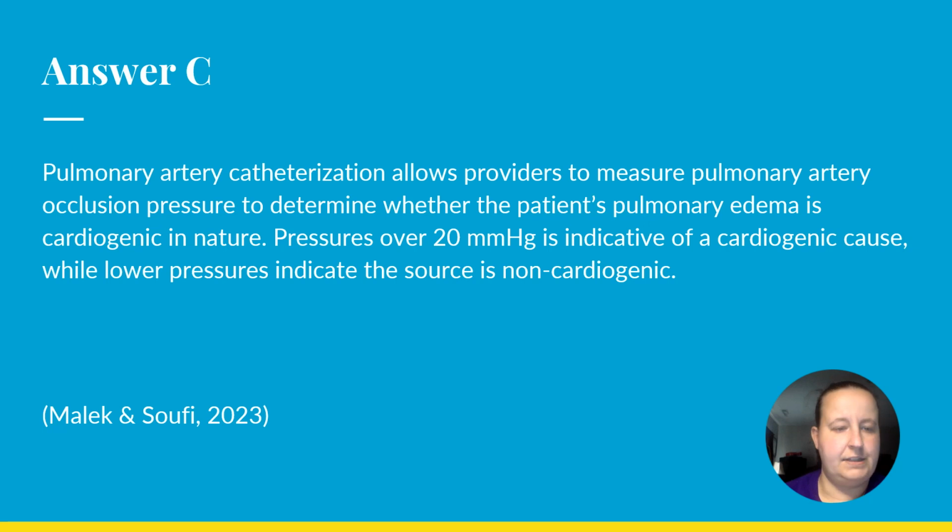The answer is C. Pulmonary artery catheterization allows providers to measure pulmonary artery occlusion pressures to determine whether the patient's pulmonary edema is cardiogenic in nature. Pressures over 20 are indicative of a cardiogenic cause, while lower pressures indicate the source is non-cardiogenic.